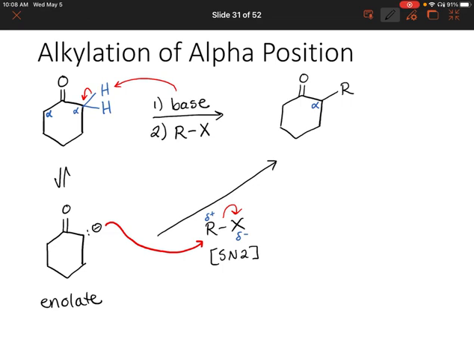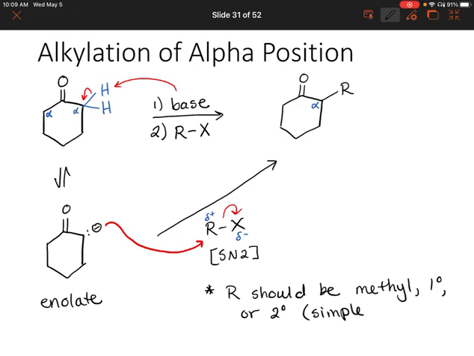Now, just a quick note. The alkyl group should be pretty simple. It shouldn't be bulky or difficult to attack since we are performing SN2. So it should be either a methyl carbon, primary, or sometimes secondary works too. So let's just say a simple alkyl group. So not bulky.